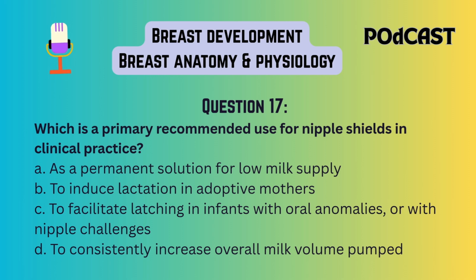The primary recommended use is C, to facilitate latching in infants with oral anomalies or nipple challenges. They are a tool to overcome specific latch difficulties, like with flat or inverted nipples or anatomical issues in the baby. They are not a solution for low supply itself, A, not used for induction, B, and don't inherently increase pump volume, D, though they might help if poor latch was limiting emptying. They should be used temporarily with guidance.